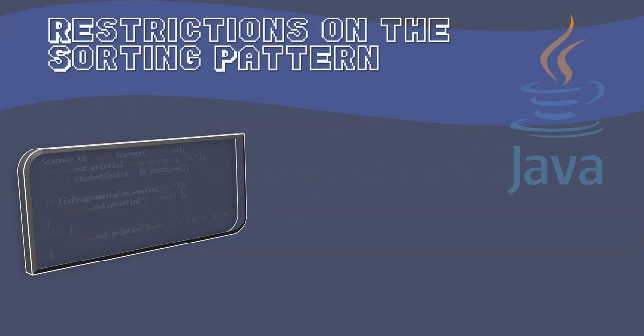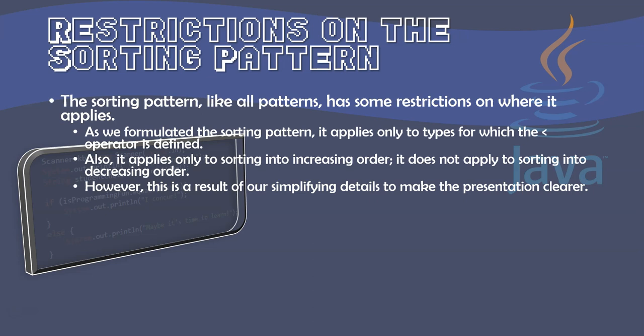Now, there are restrictions we do have to discuss on our sorting pattern. The sorting pattern, like all patterns that we have discussed, or you can look at in the future, has some restrictions upon where it applies. So if we think about how we formulated the sorting pattern, it only applies to types for which the less than operator is defined. Also, it only applies to sorting into increasing order. It does not apply to sorting into decreasing order. If we wanted to do decreasing order, we'd have to do some rework of our algorithm.